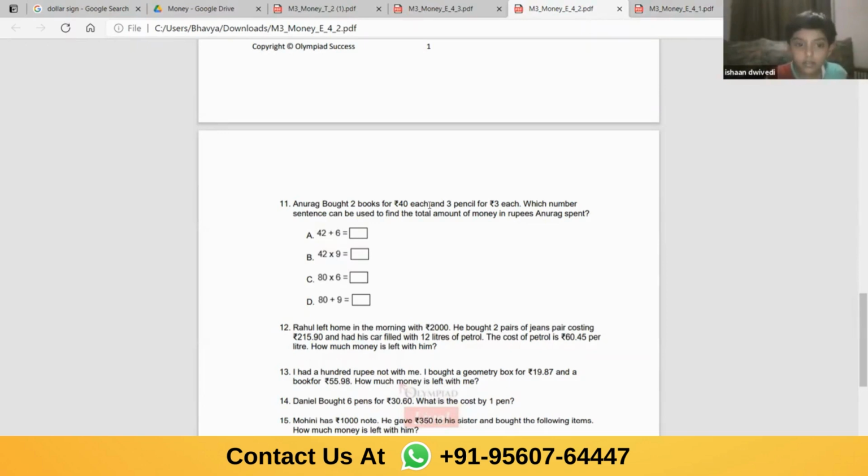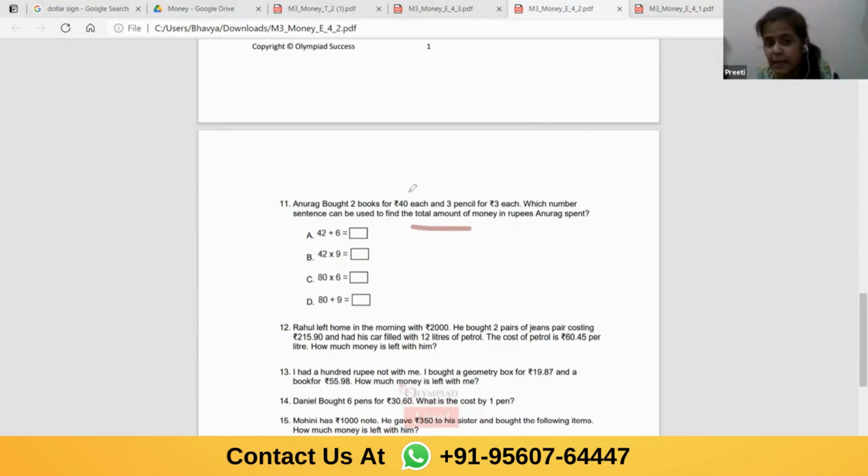42 into 9. Wrong. It's not 42 into 9. It is 80 plus 9. We already calculated. Cost of 1 book is 40 rupees. So cost of 2 books is what? 80. Cost of 1 pencil is 3 rupees. So cost of 3 pencils is 9 rupees. Altogether, or total amount is a keyword of addition, children. Total amount is a keyword of addition. So you should be clear that you have to add, not to multiply.